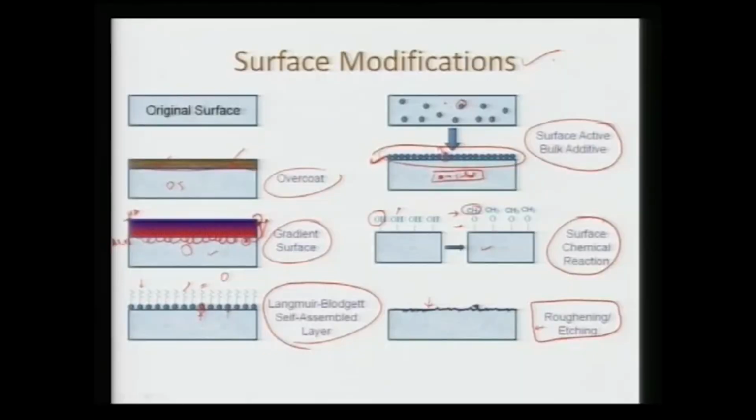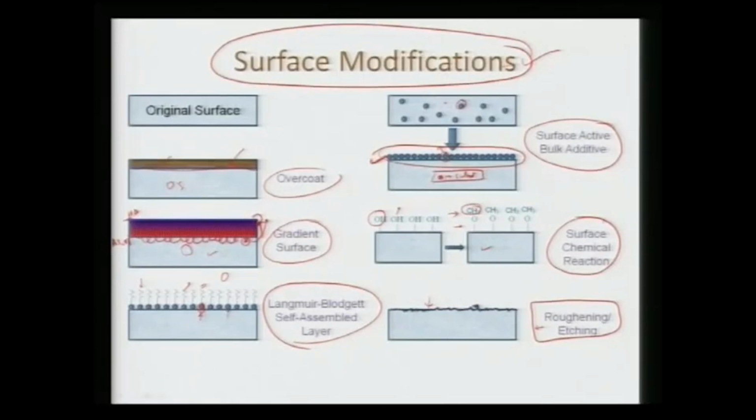We can either overcoat, we can apply gradient layers, we can also apply Langmuir-Blodgett layers for imparting certain functionality. We can add bulk additives to the surface, we can impart certain chemical reactions, or we can also enhance the surface activity by introducing roughness to the surface. So, we can see these surface modifications are now possible by all these techniques.